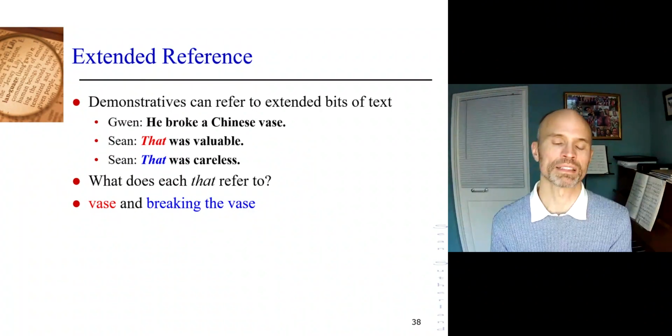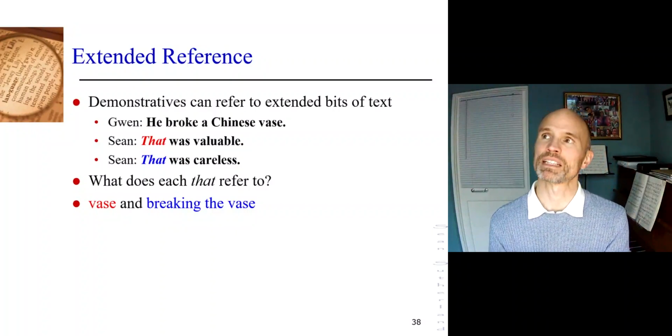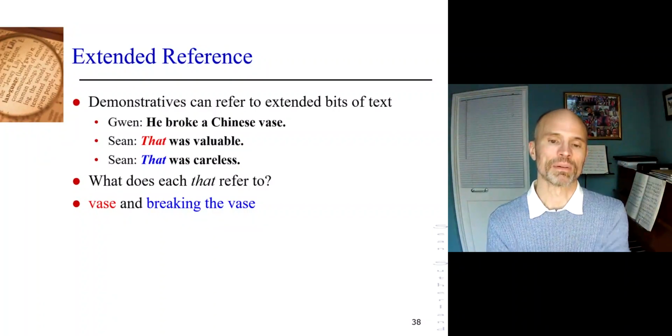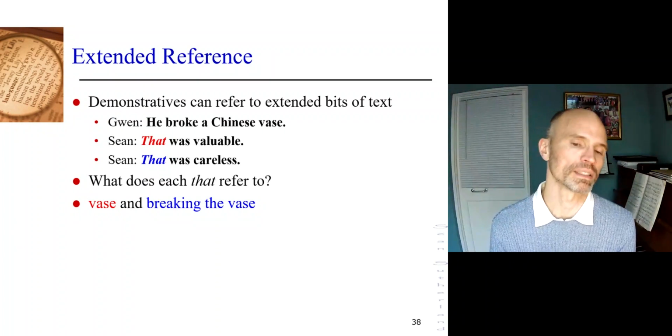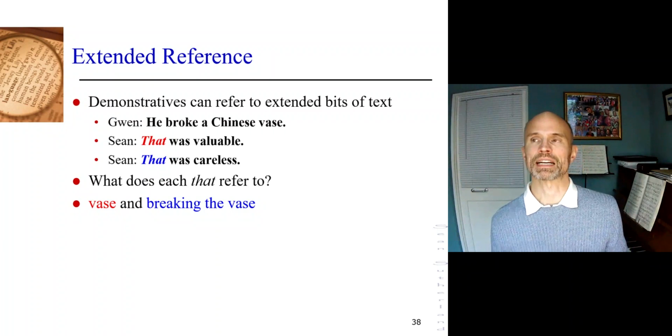He broke a Chinese vase, that was careless. You're saying him breaking the Chinese vase was careless, right? Or sometimes it works to think of it as the fact that, right? The fact that he broke a Chinese vase was careless. You can see that it refers to an extended part of the text.